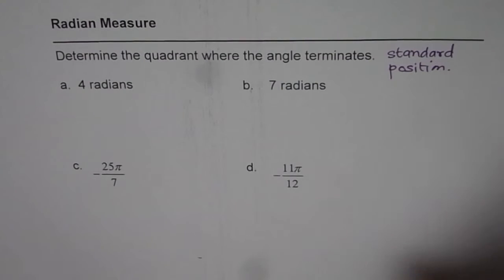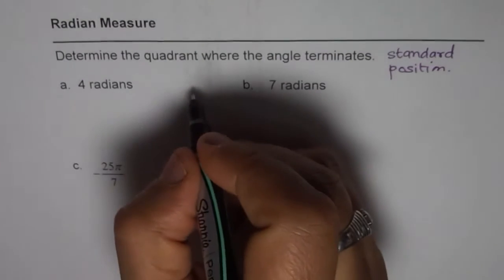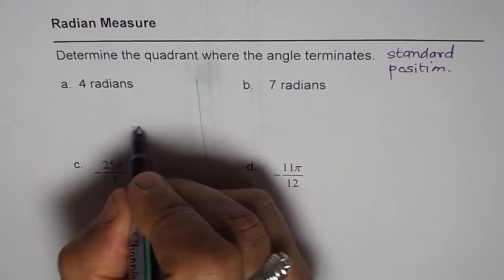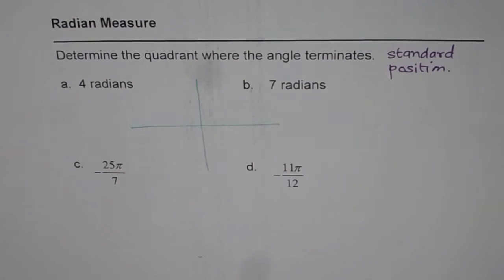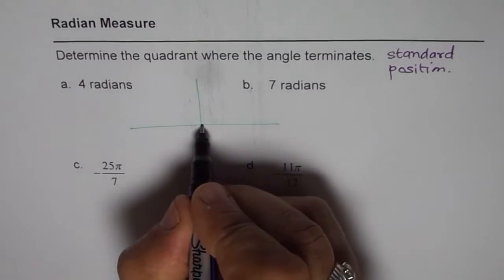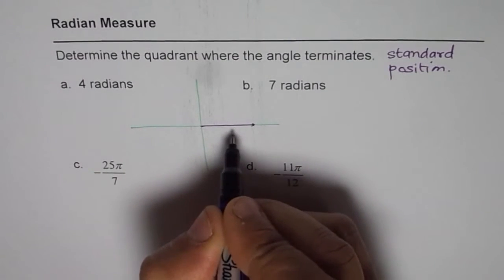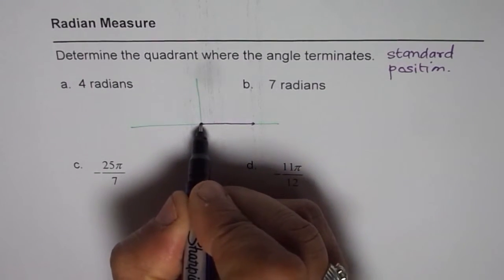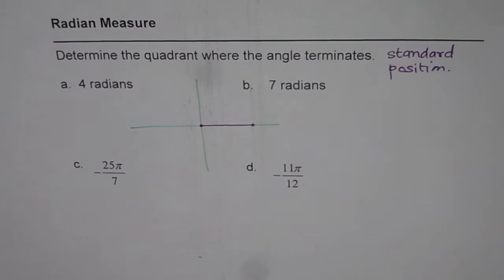So when we say standard position, we mean that the initial arm is along the positive x-axis, right? So the initial arm is right there for you. That's your initial arm. Vertex is at the origin. Now, so that is the question for you. So you can now pause the video, copy the question, answer, and then look into my suggestion.